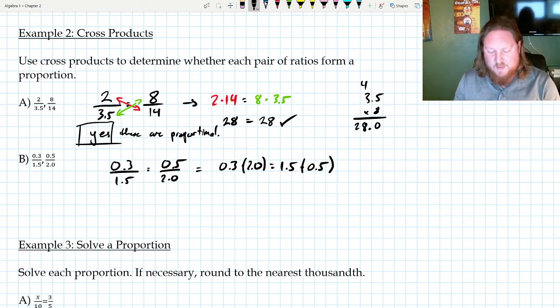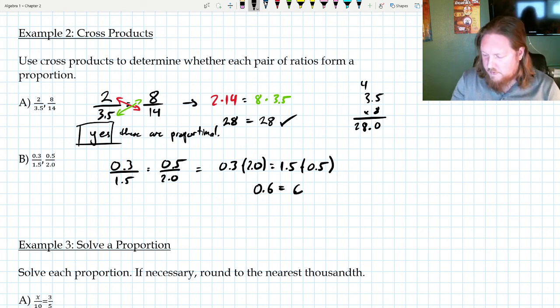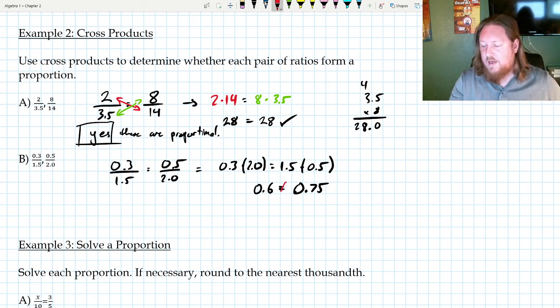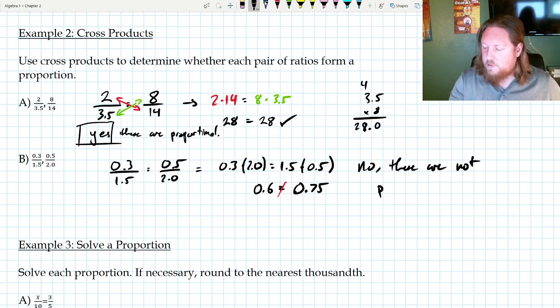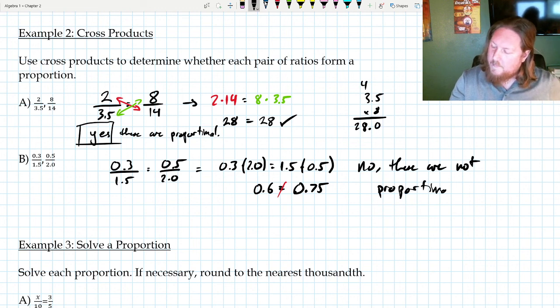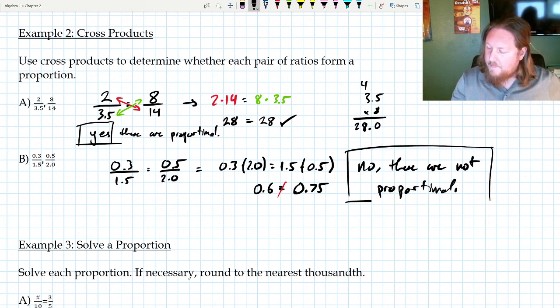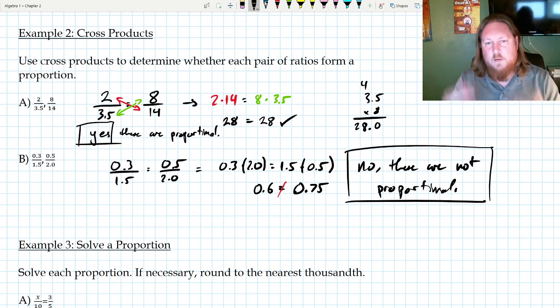That still means multiplication. 0.3 times 2.0 is 0.6, and 1.5 times 0.5 is 0.75. Because those two products are not equal, I would say no, these are not proportional. And we've shown it by using the cross product.